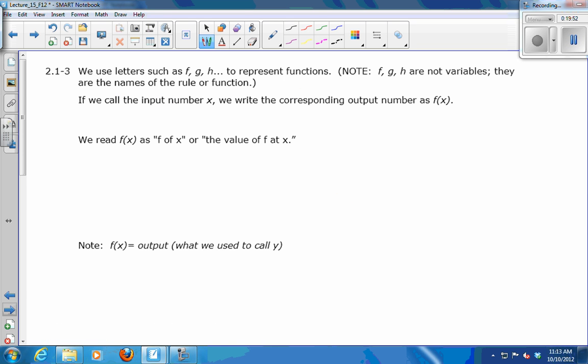So we use letters f, g, and h to represent functions. They're not variables. They're the name of a rule. We call the input x, and we write the corresponding output as f parentheses x. So f of x is now the output. It's just a fancy way of writing what we used to write as y. Okay, we used to write y, now we're writing f of x.